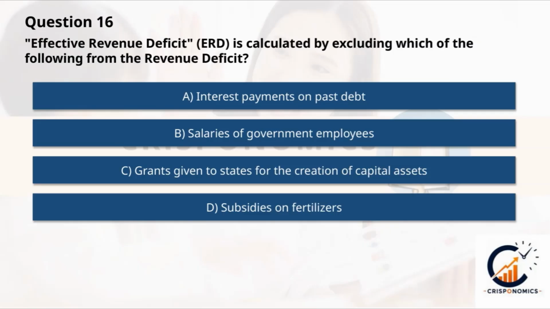Let's talk about effective revenue deficit, or ERD. It's a way to measure the real shortfall in government revenue, but with a twist. To calculate ERD, we exclude certain items from the revenue deficit. The question here is, which of these do we leave out? Is it subsidies on fertilizers, grants to states for capital assets, salaries of government employees, or interest payments on past debt? Understanding this helps us see the true fiscal gap more clearly.